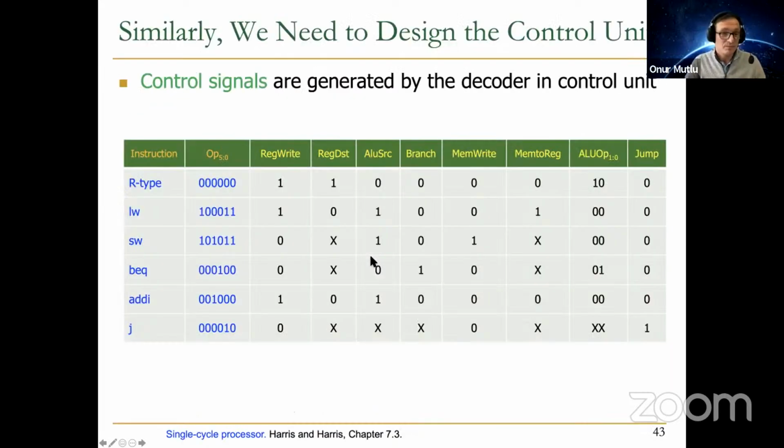Okay. So control signals are generated by the decoder in the control unit, and your book actually gives the control signals, how you generate them. And you can see how you generate them. Again, it's a combinational function of the opcode, as you can see. But of course, some control signals cannot be generated just by the opcode. You need the branch condition signal also, as we discussed.